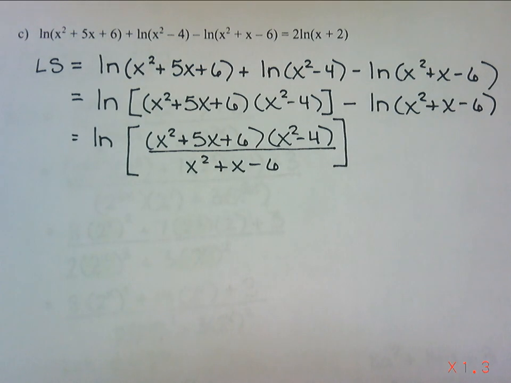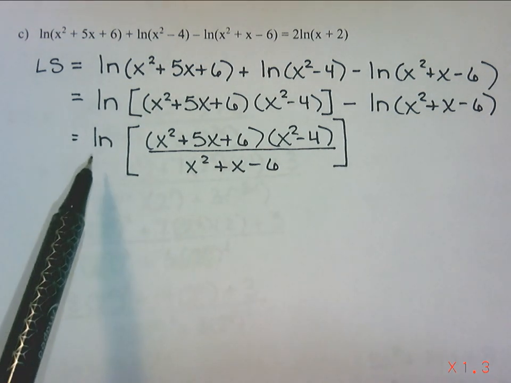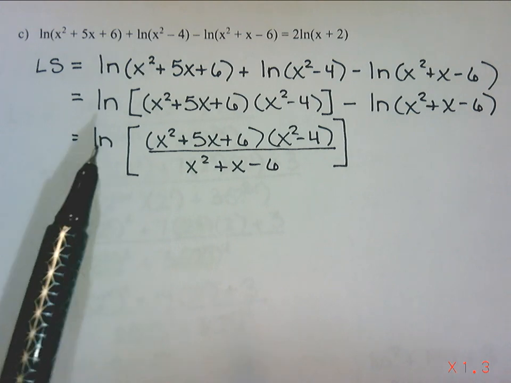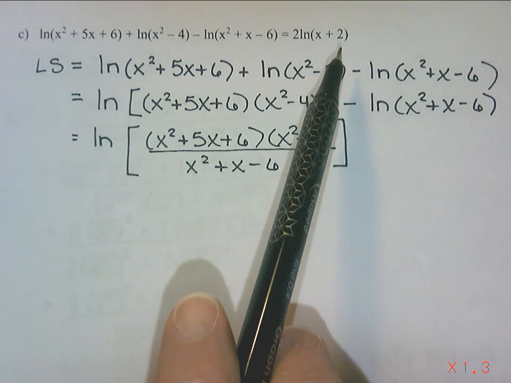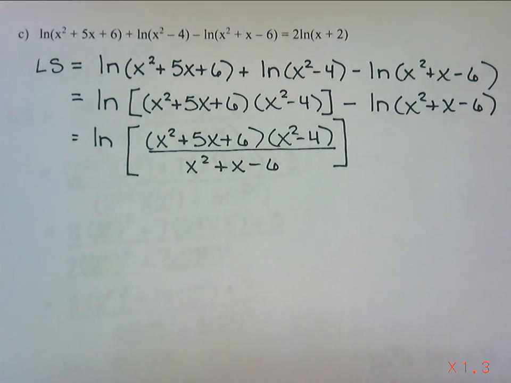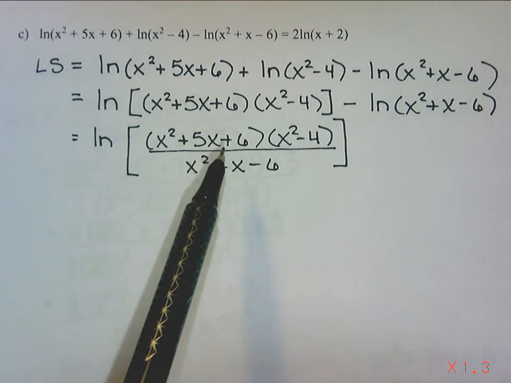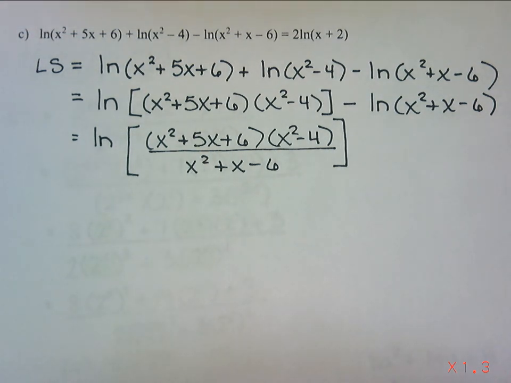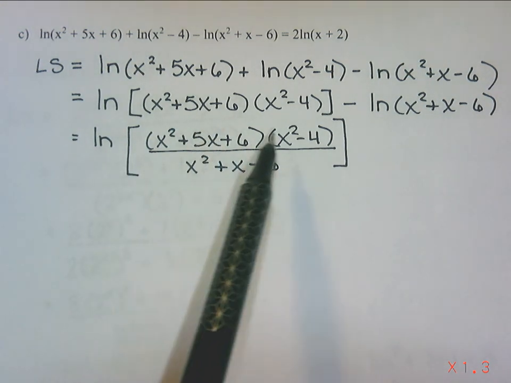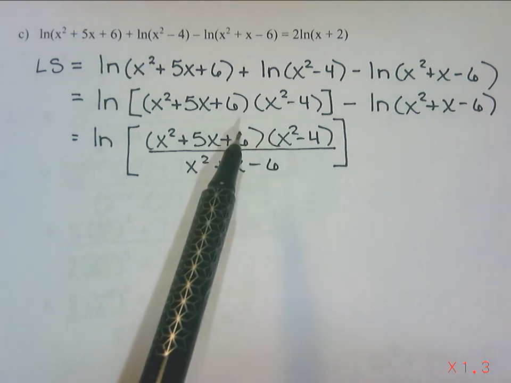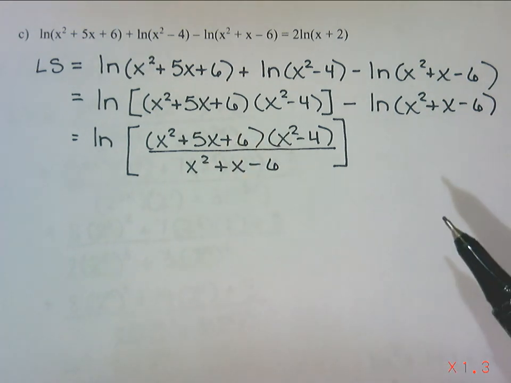Okay. So at this point, I managed to get it into 1 single log, right? But the argument here is way more complicated than what is on the right-hand side. So I'm guessing my argument is probably going to reduce. Now, I could multiply out the numerator and then try to factor, but it's already partially factored, right? It's a multiplication question, which is what factoring is.